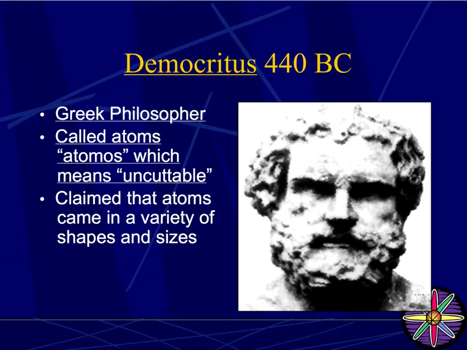He also claimed that atoms come in a variety of shapes and sizes. Like if something that you have is rough, that it would be literally rough atoms, or if it was a triangle shape, that it would be made out of triangle atoms, which is not what atoms look like. But he did claim that they came in different shapes and sizes, and many people believed him for a long, long time because he was a famous philosopher.